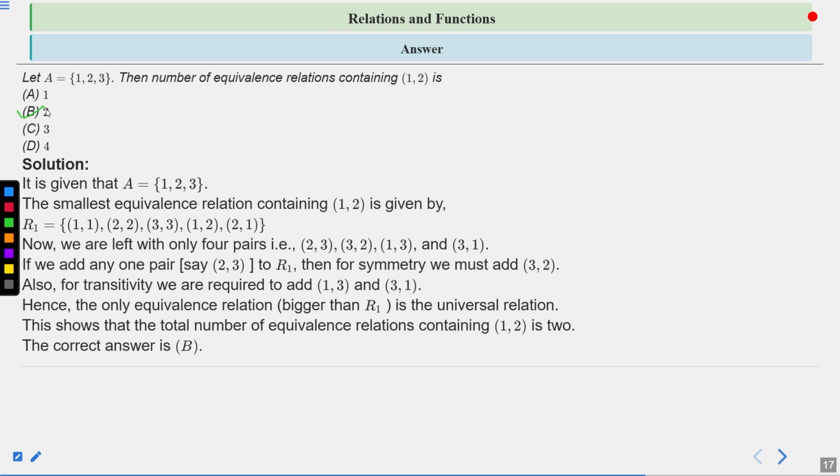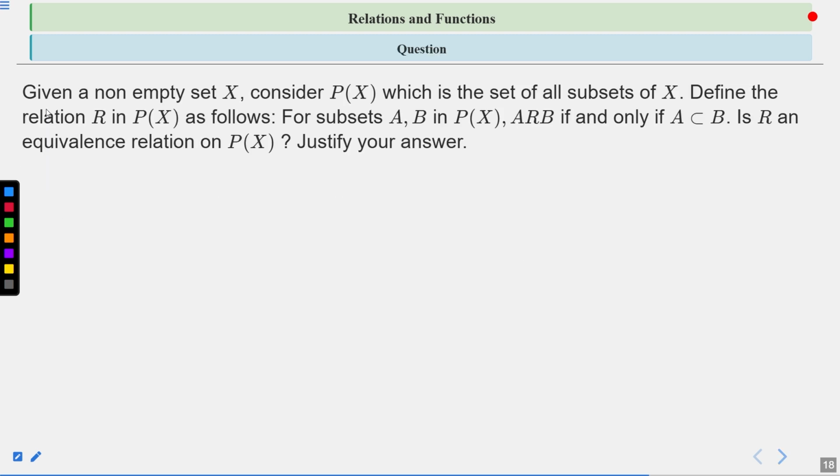Okay, let us move to the next question. We are given a non-empty set X. Now consider Px, which is the set of all subsets of X, right? Now define the relation R in Px as follows. For subsets A, B in Px, A is related to B if and only if A is a subset of B, right? So is R an equivalence relation on Px? We have to justify our answer.